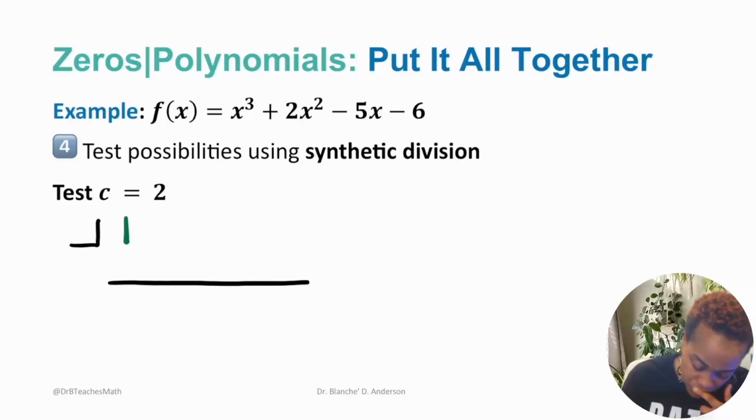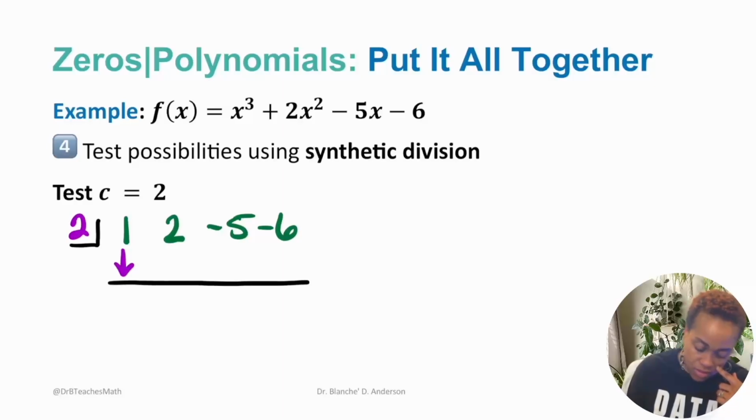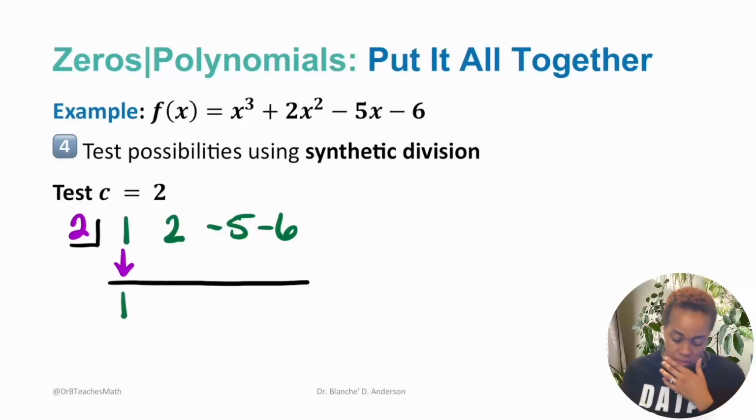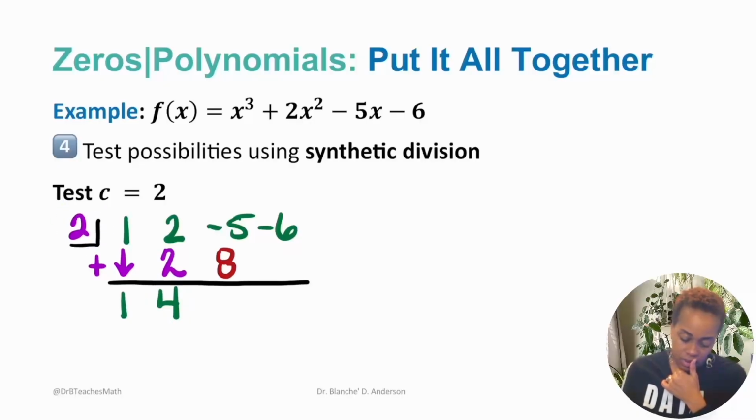1, 2, -5, -6. My C goes here. The first number comes down. Okay. We have 1 times 2. That's going to be 2. 2 plus 2 is 4. 4 times 2 is 8. 8 plus -5 is going to be what? -3. Oh, +3.